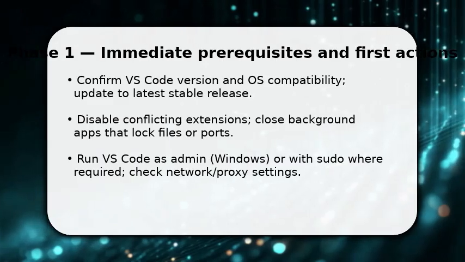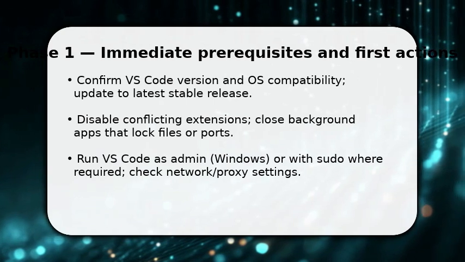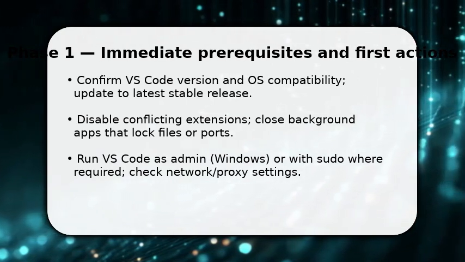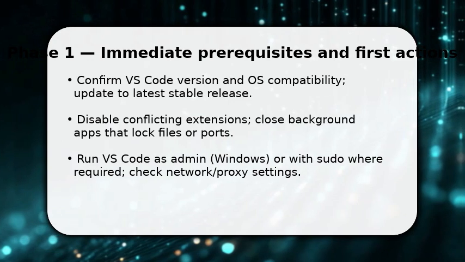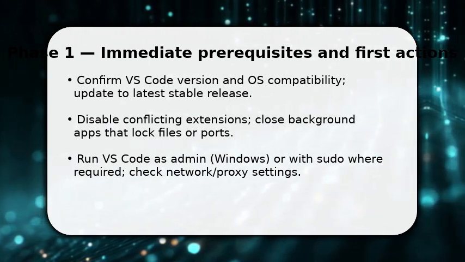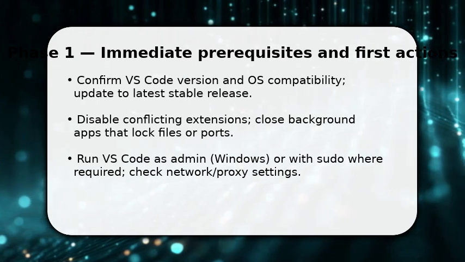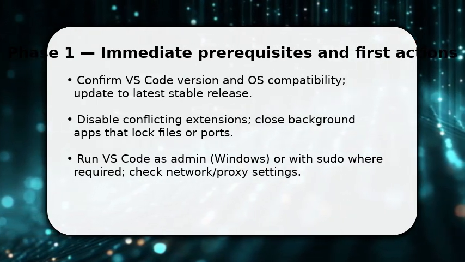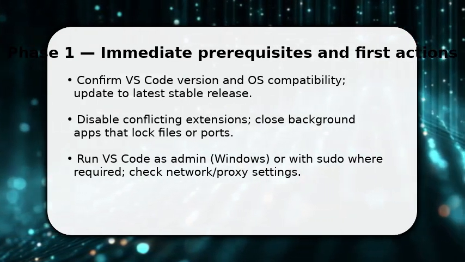You start by verifying prerequisites. Confirm your VS Code version and OS match the extension requirements, and update if needed. Once done, run VS Code with elevated permissions. On Windows, use Run as administrator, because file access or install permissions often block extensions.